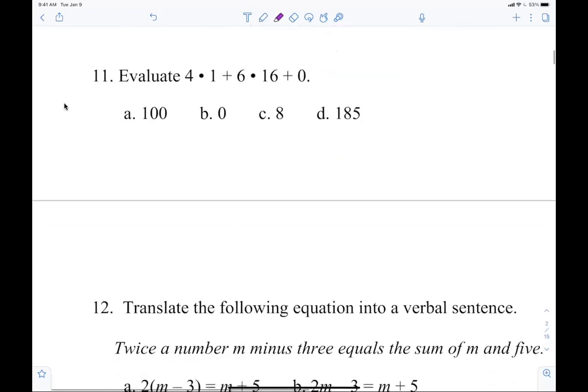All right, here we go. Now again, 4 times 6 is 24, plus, what's 6 times 16? How much? 96, right? And then you have to add these together. Yeah. So is everybody okay with that being 100?